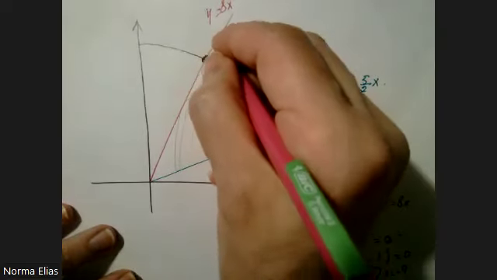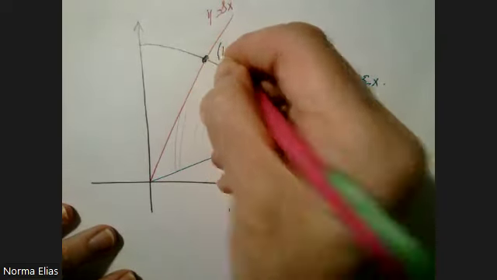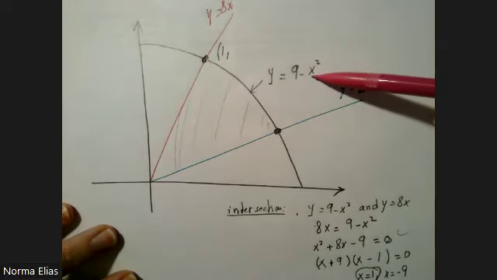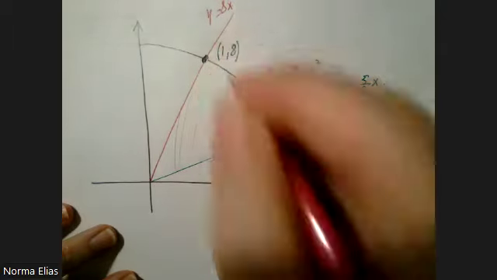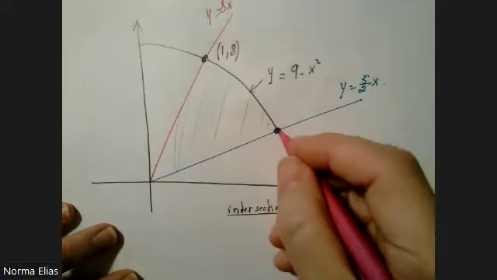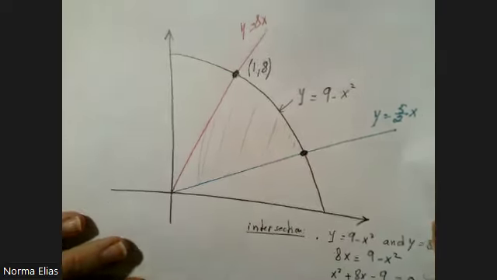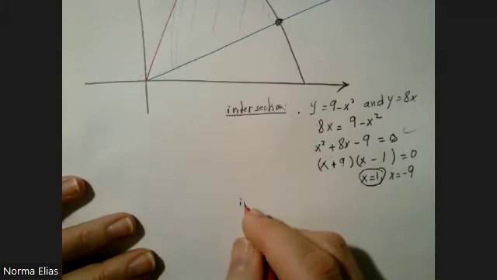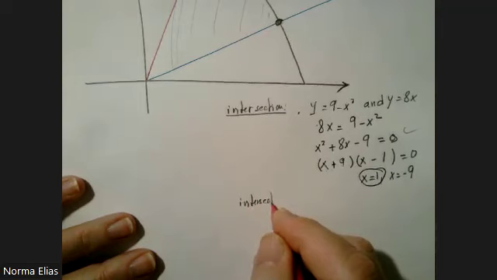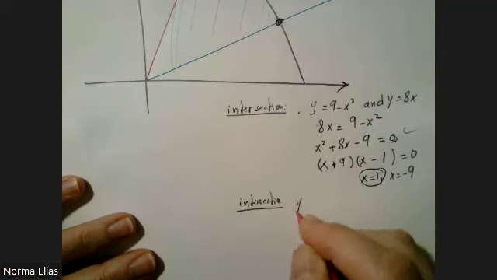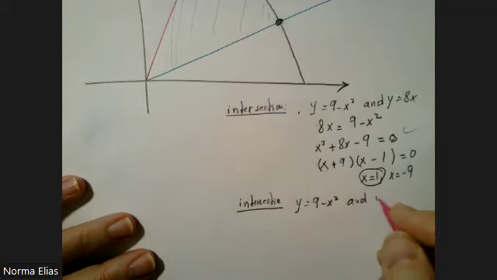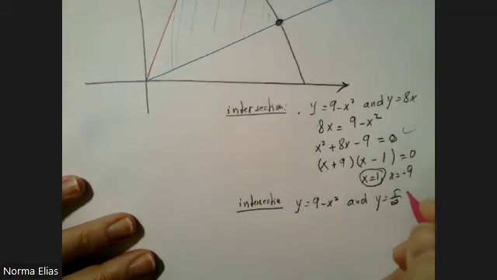So this would give me the value here. This is a 1. Now I check. If I plug in 1 in here, I get 8. If I plug in 1 in here, I get 8. It means my intersection point is correct. I always do that. Now I need to find the other intersection point before I can really analyze this situation. So now the intersection between the parabola and y equal 5 over 2 x.